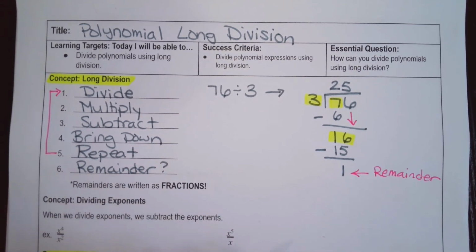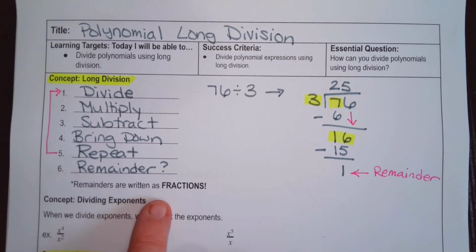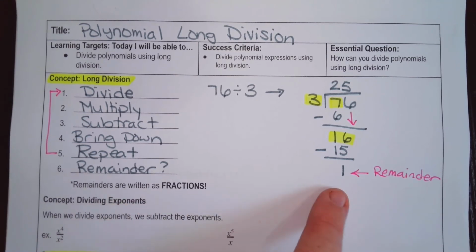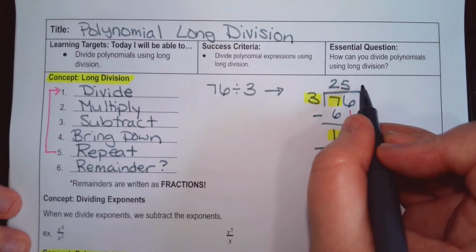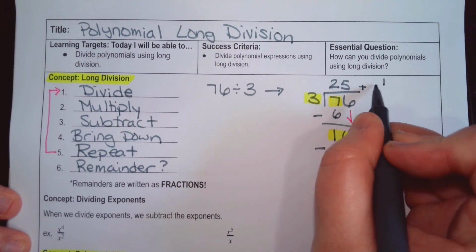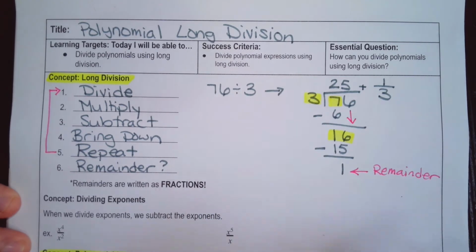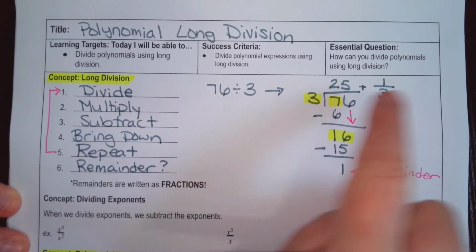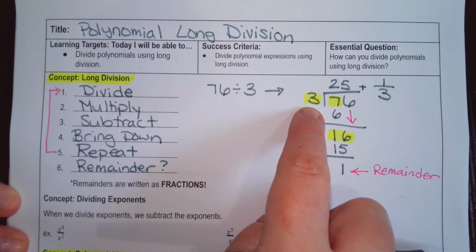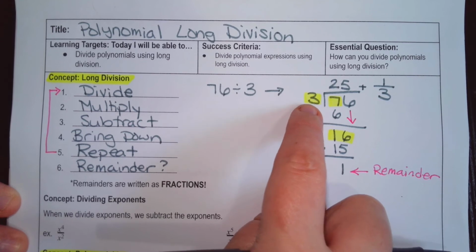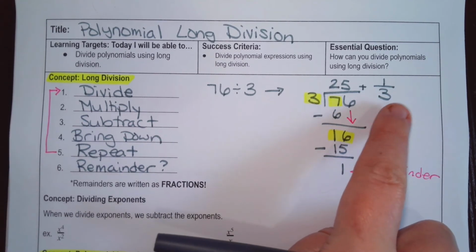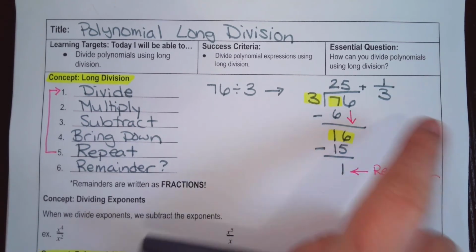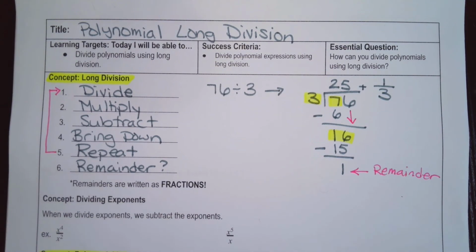Now the big thing is, remainders are written as fractions. So this is not going to be 25R1. It's going to be 25 plus 1/3. Now where did the 3 come from? That is what we are dividing by. So what you're dividing by is always going to be in the bottom of your fraction. So that is our refresher on long division.